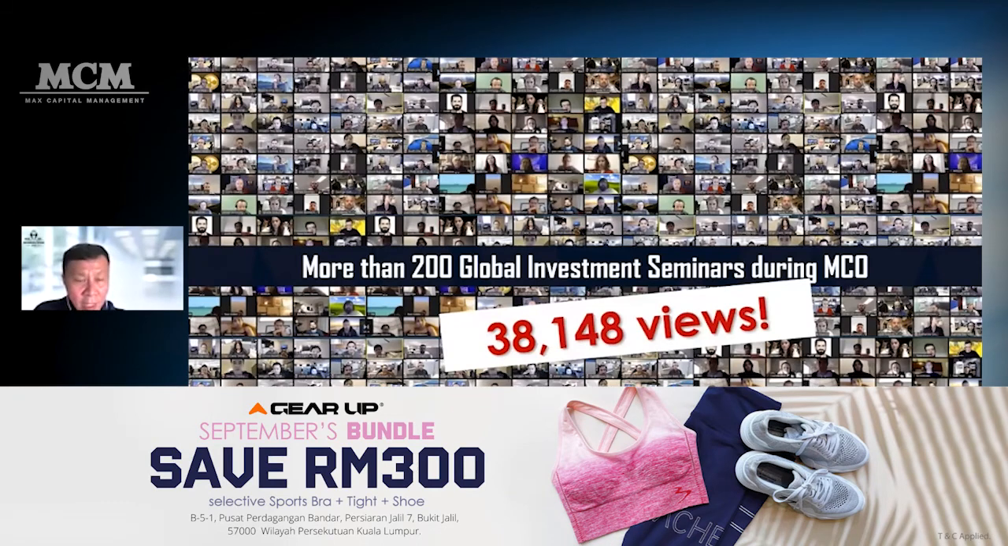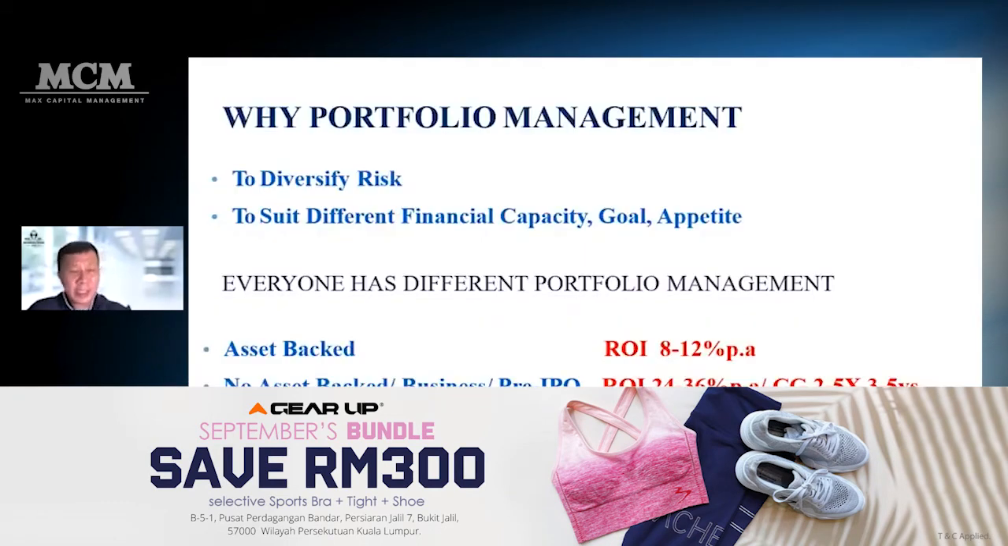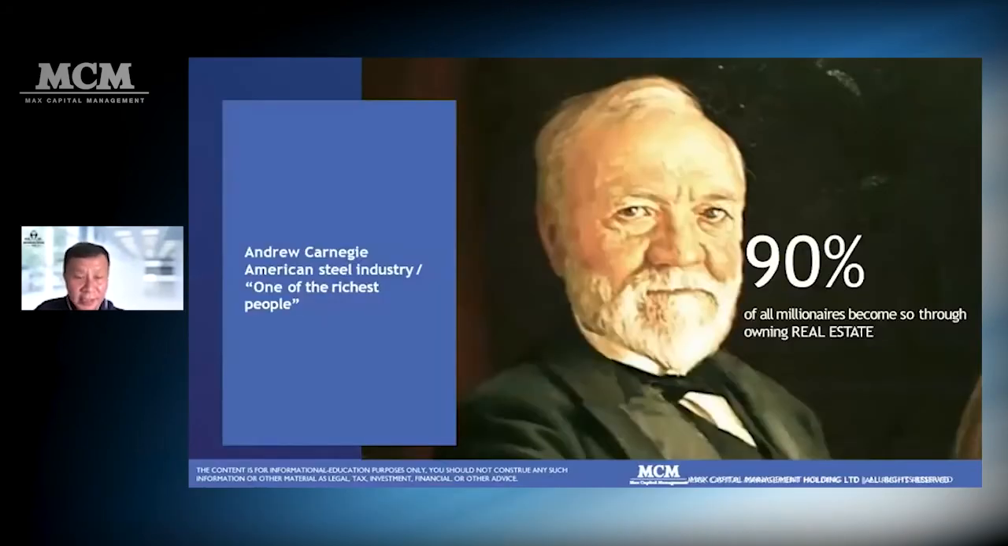So through GIC, we learn further the importance of applying portfolio management, mitigating risk through diversifying risks and to suit the different financial capacity, goals and personal appetite. And of course, reasonable and also handsome ROI. This is actually through a tested strategy in property. A lot of millionaires become millionaires because of property.